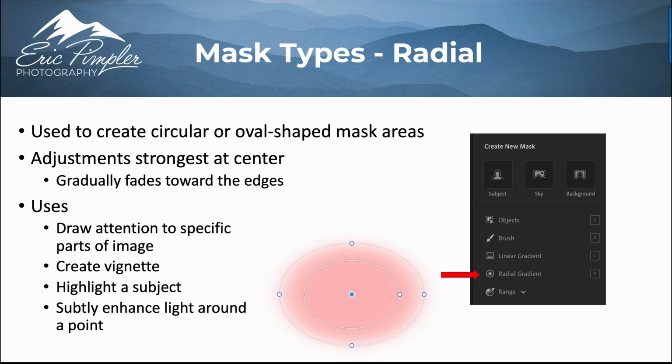Radial masks are used for very specific circumstances. Sometimes you're looking to draw attention to specific parts of an image. They're also used frequently for creating vignettes. They can be used to highlight a subject, and they can also be used to subtly enhance light around a specific point. Right. So your radial gradient masks can be circular or they can have kind of an elliptical structure.